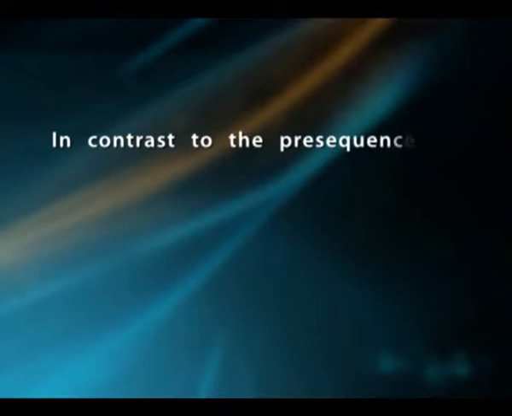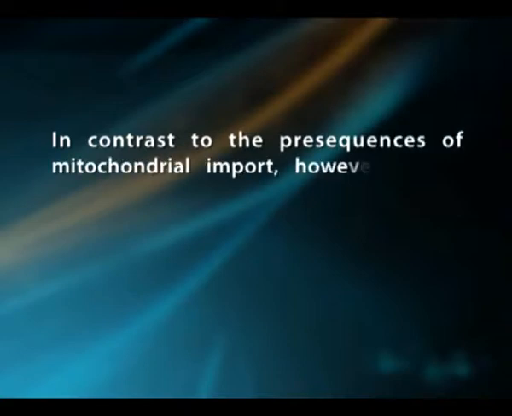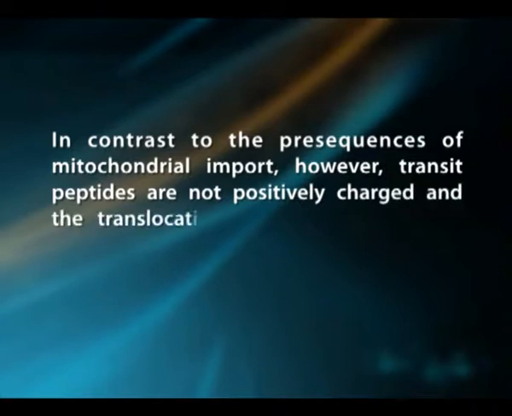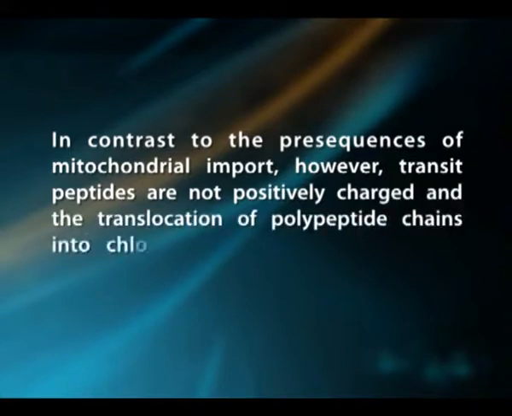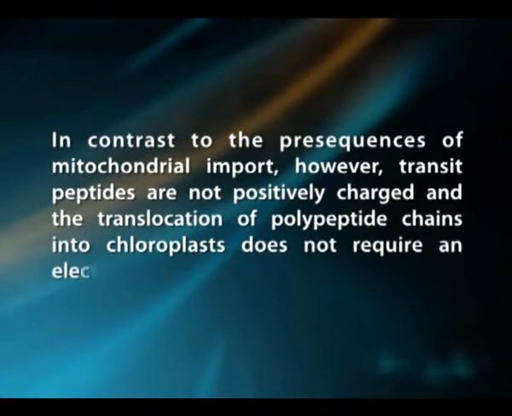As in mitochondria, molecular chaperones on both the cytosolic and stromal sides of the envelope are required for protein import, which requires energy in the form of ATP. In contrast to the pre-sequences of mitochondrial import, however, transit peptides are not positively charged, and the translocation of polypeptide chains into chloroplasts does not require an electric potential across the membrane.